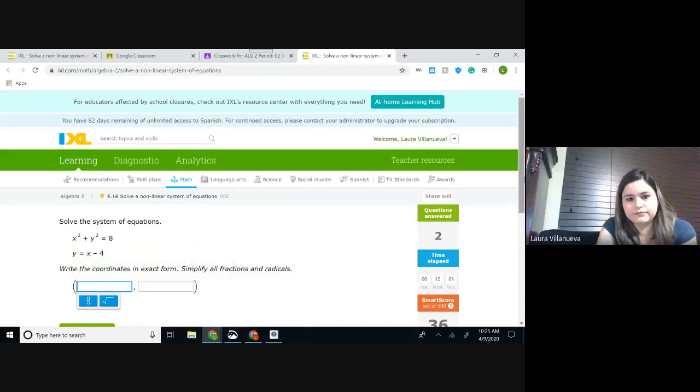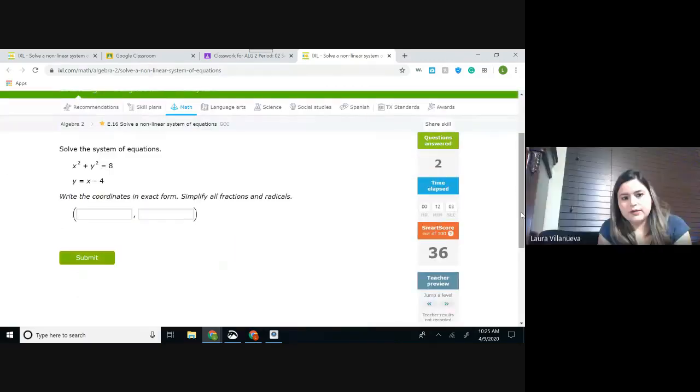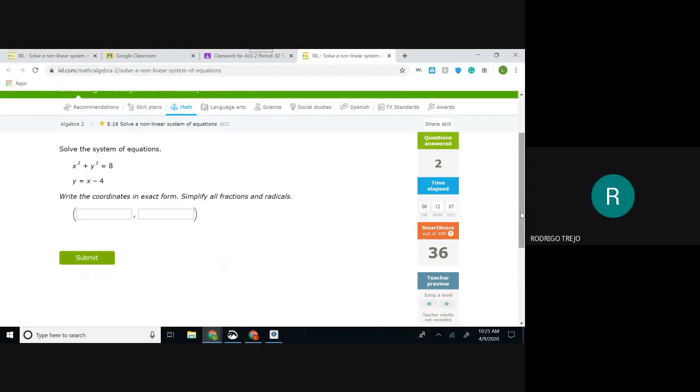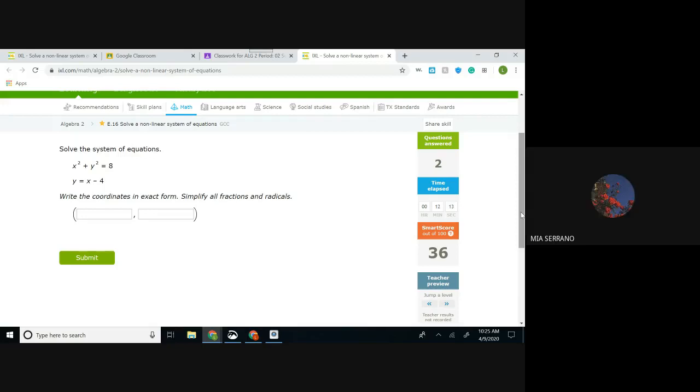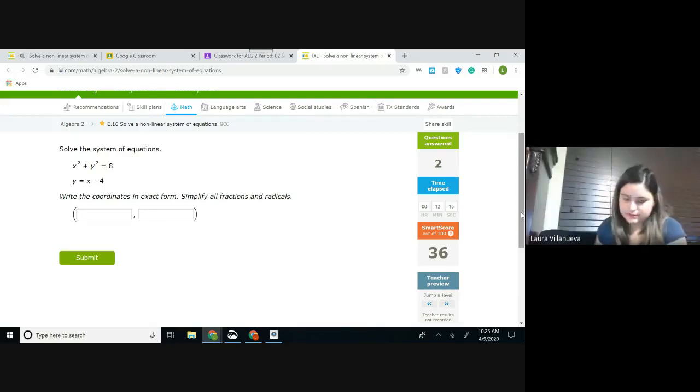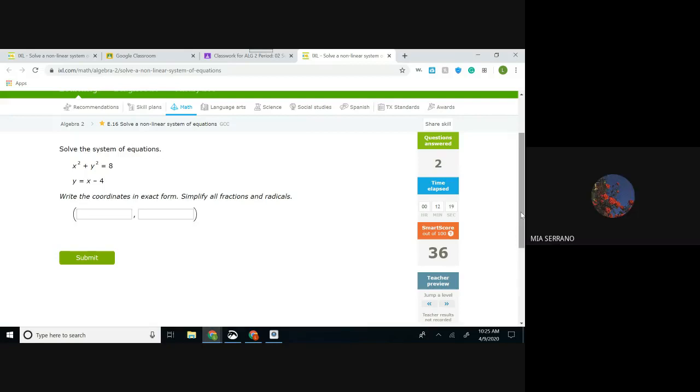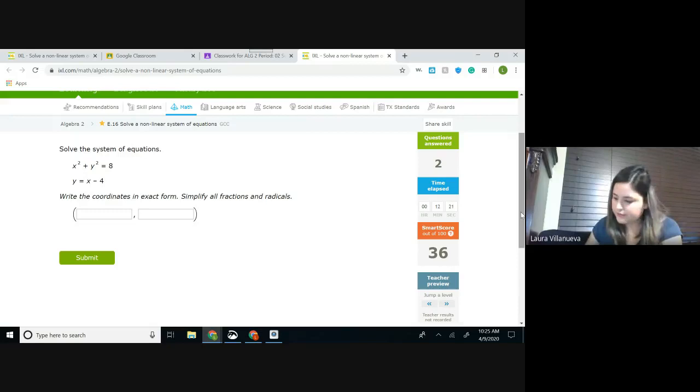All right. This one's nice. I like this one. You ready? Yes. All right. I'm going to erase this. This is actually a circle and a line. So it's going to cross one time apparently.